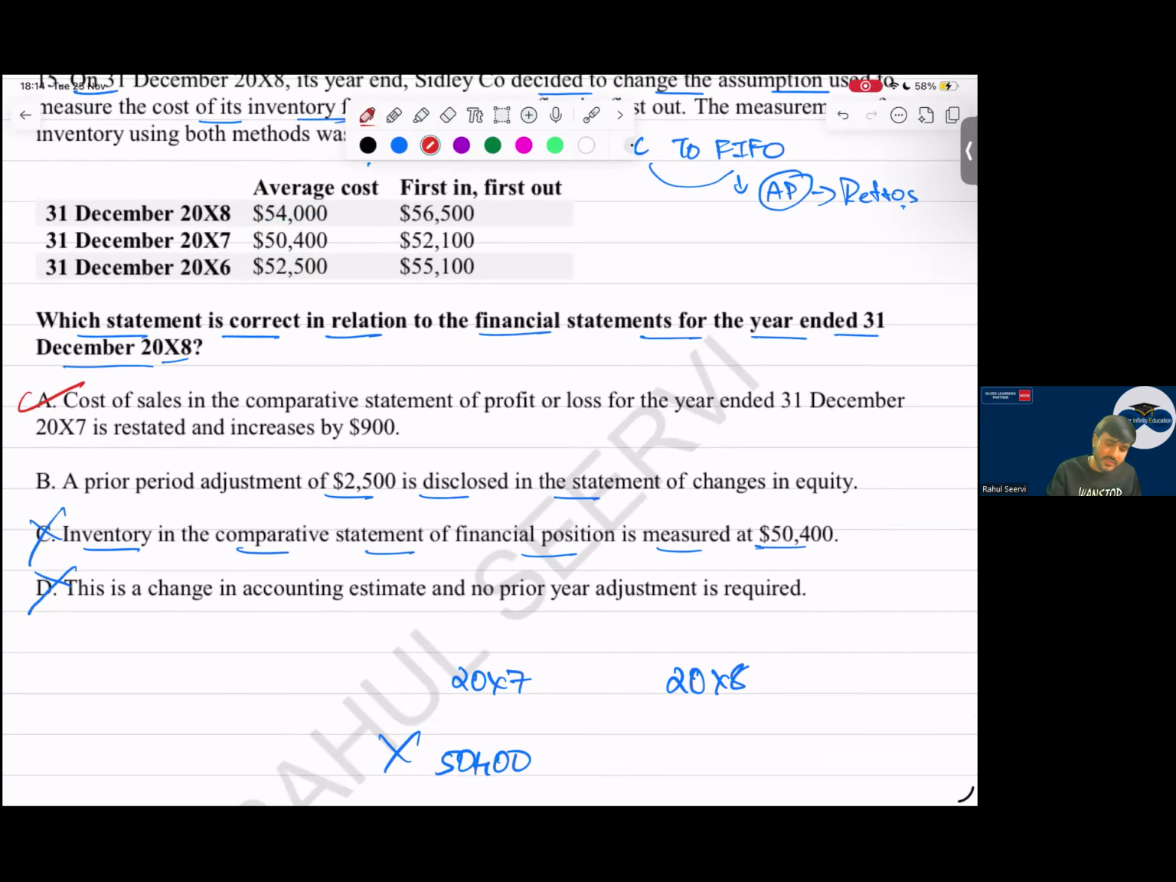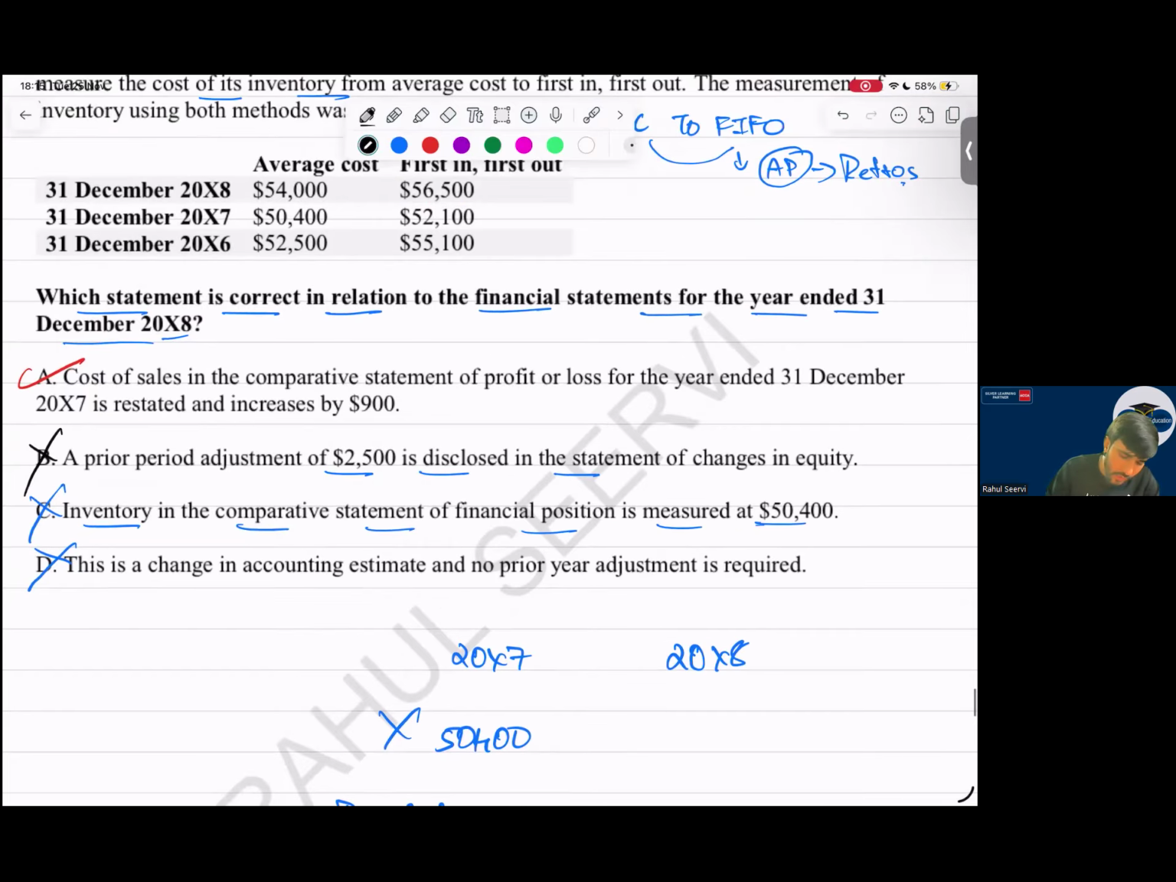Now let us understand. This should be out of the box. This is not a prior period error. Let us do it now. Let us see what the first sentence is.